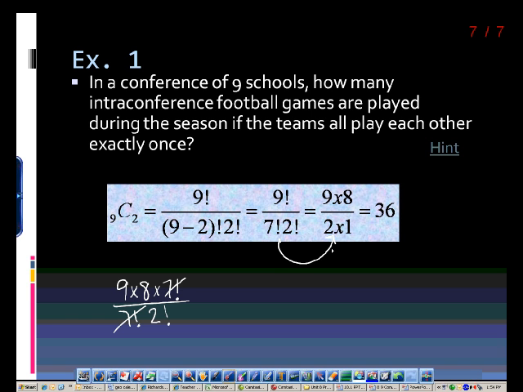What if the order did matter? Each team got to be a visiting team one time, and each team got to be an away team one time. What would your answer be then? 72. Because the only thing that would be different in our equation is we wouldn't have this 2 factorial. We're dividing out that 2 factorial because the order doesn't matter in this case. Okay? All right.